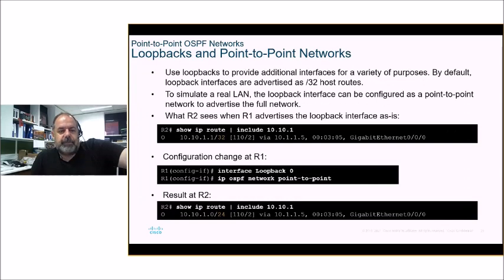Okay, loopbacks and point-to-point networks. Use loopbacks to provide additional interfaces for a variety of purposes. By default, loopback interfaces are advertised as /32 routes, but you can set a loopback interface to be a point-to-point interface, even though it's not in reality. It will change the way that OSPF behaves and will advertise the network as the mask has been set.